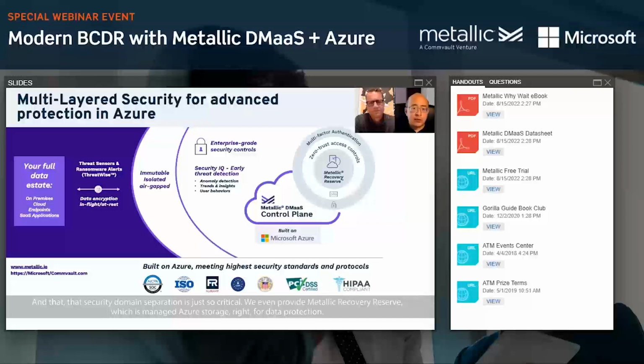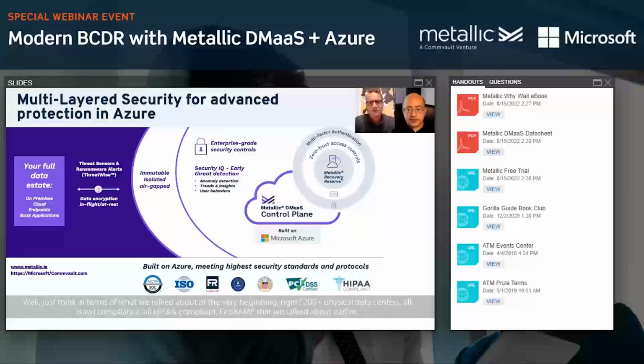We even provide a Metallic Recovery Reserve, which is managed Azure storage for data protection, and that provides even administrative level separation, subscription level separation of responsibility and security from customers' environments to the data protection environment. And of course, we'll talk about ThreatWise in a minute. But what are some of the newest investments or innovations in security, David, that Azure's provided that we can take advantage of?